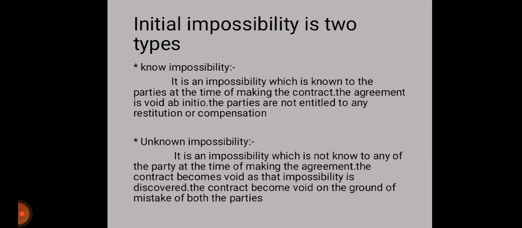Initial impossibility is of two types: known impossibility and unknown impossibility. Known impossibility is an impossibility which is known to the parties at the time of making the contract. The agreement is void ab initio. The parties are not entitled to any restitution or compensation. Unknown impossibility is an impossibility which is not known to any of the parties at the time of making the agreement. That means the contract becomes void as that impossibility is discovered.